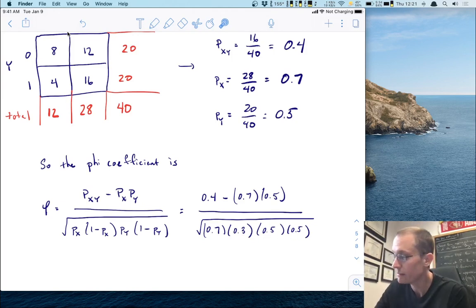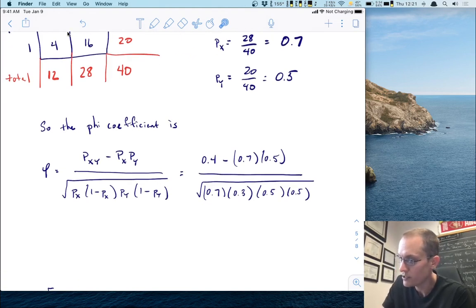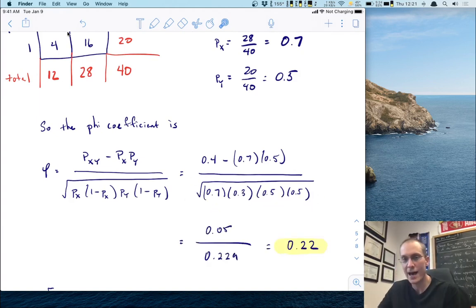So what we need to do is just be real careful with the arithmetic. We need to multiply those, which gives us 0.35, and then subtract that from 0.4, and then we need to multiply all that together and take its square root and then divide. So if we do that, we get a top of 0.05, a bottom of 0.229, and when we find that quotient, it gives us, to 2 decimal places, a phi coefficient of 0.22.